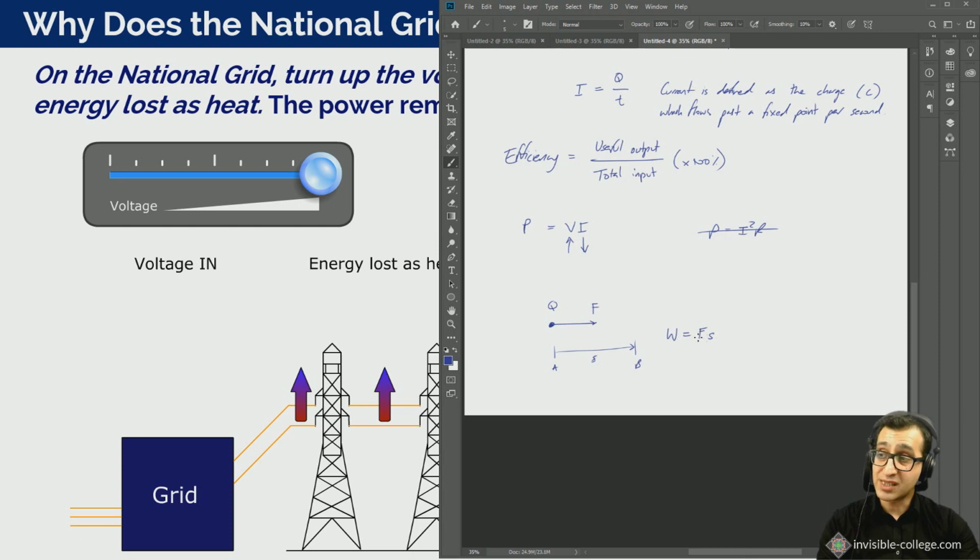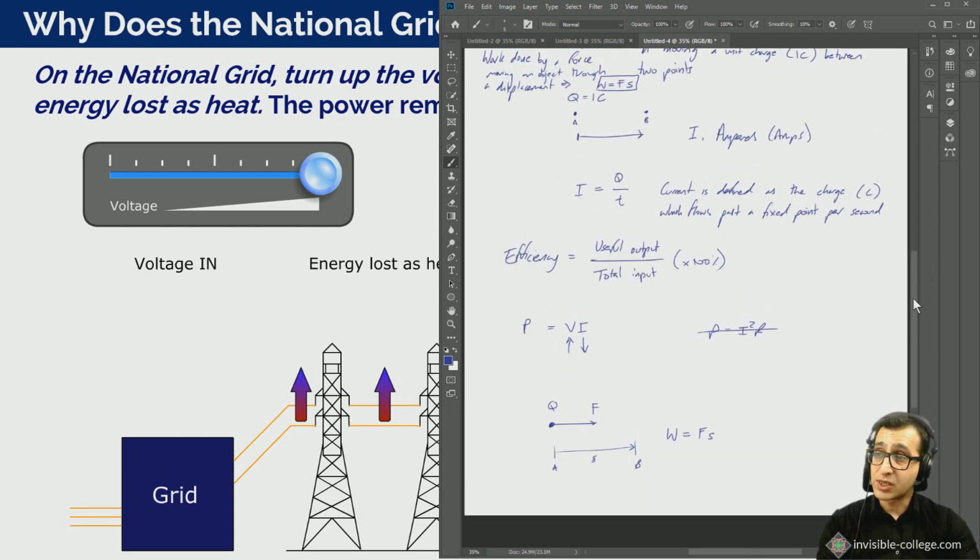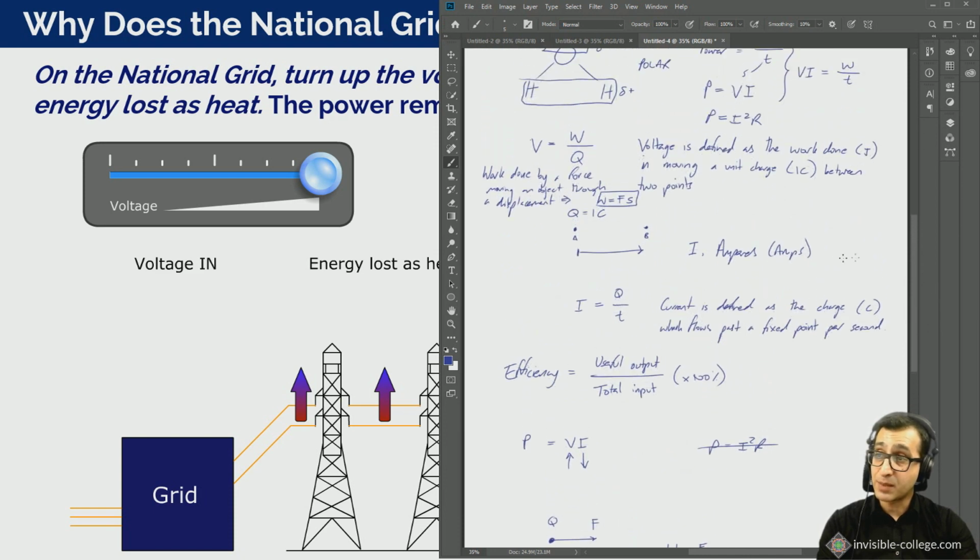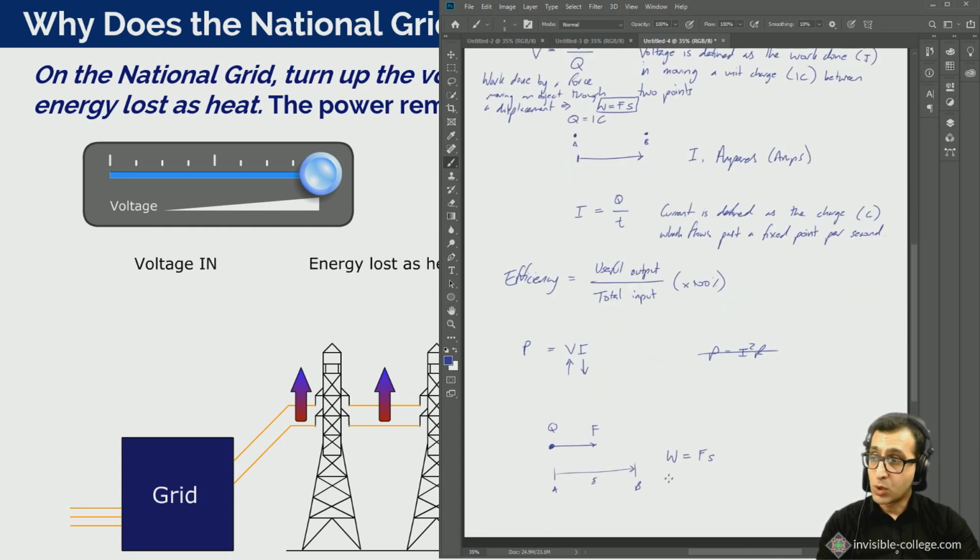Now, because the work done is equal to the force times the distance moved, if we look at this equation, voltage is equal to the work done divided by the charge. Now, if we rearrange this equation to make W the subject, we get work done is equal to voltage times charge. So work done is also equal to the voltage between these 2 points. If we connect a voltmeter between these 2 points and measure the potential difference, the work done is equal to the voltage times the charge which moves between those 2 points.